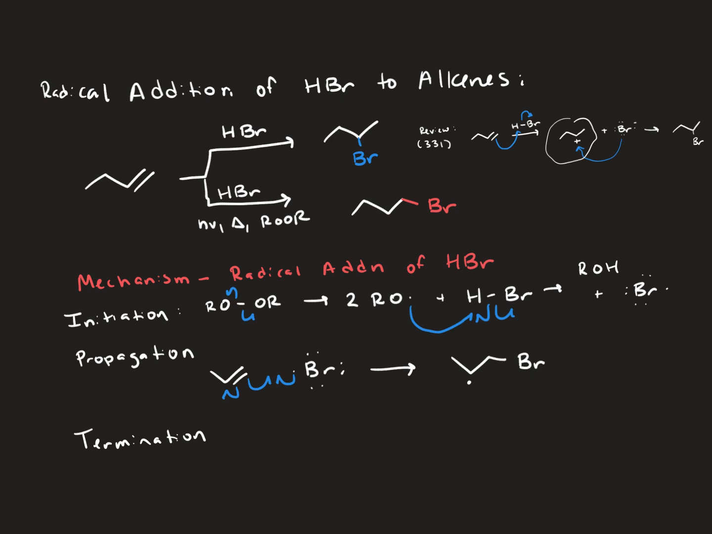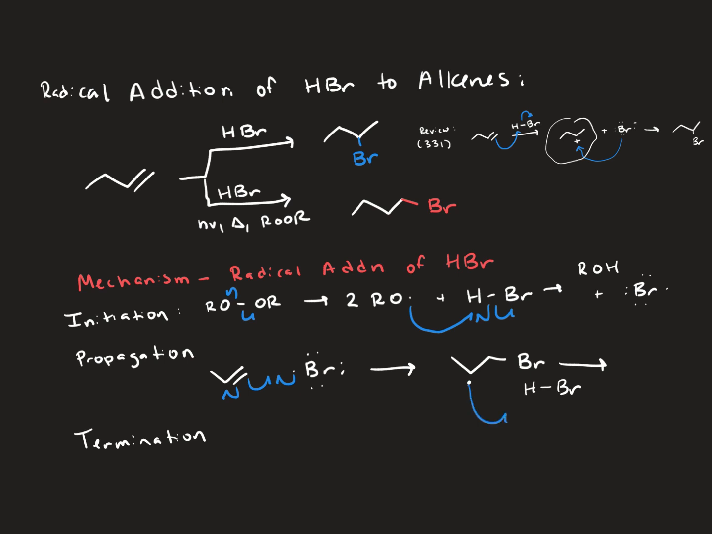So this part is just like up here, except here we add the H first. So the H gets added to the end to form the more stable secondary carbocation. Here, the bromine's added first to form the more stable radical. So the reasoning is the same, but the outcome is different. This is now going to react with another molecule of HBr to form our final product.